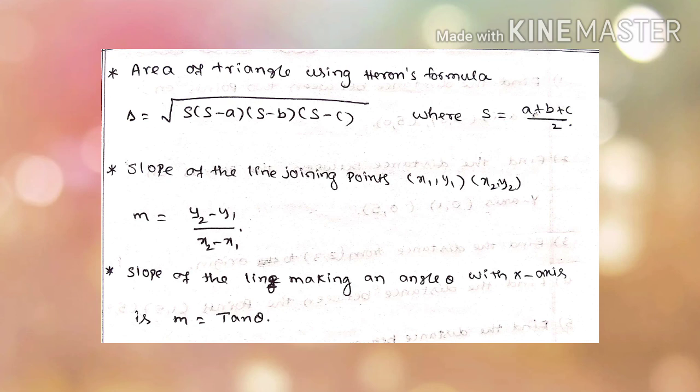Now the slope formula. The slope of the given 2 points is equal to y2 minus y1 by x2 minus x1. Formula to find the slope: y2 minus y1 by x2 minus x1. Right? If some angle is given with the x-axis, then slope is equal to tan theta. Slope m is equal to tan theta.